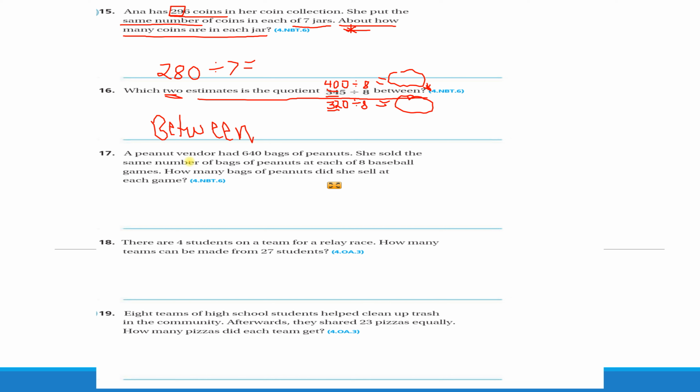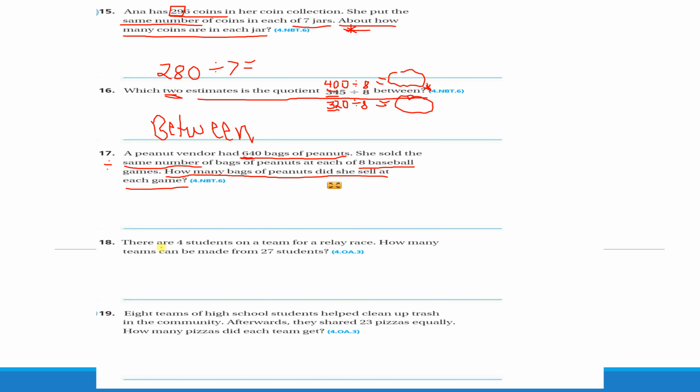Okay, number 17. A peanut vendor had 640 bags of peanuts. She sold the same number, equal amounts, usually means division, of bags of peanuts at each of 8 baseball games. And then our question, the most important part, how many bags of peanuts did she sell at each game? So again, we're dividing. Again, I can use compatible numbers. I'm going to do 640 divided by 8, but really I can look at that as 64 divided by 8.